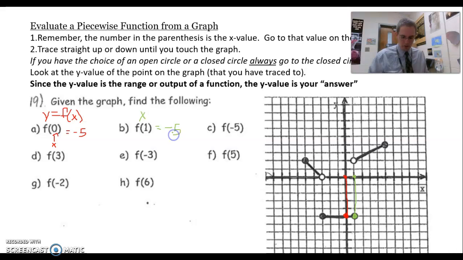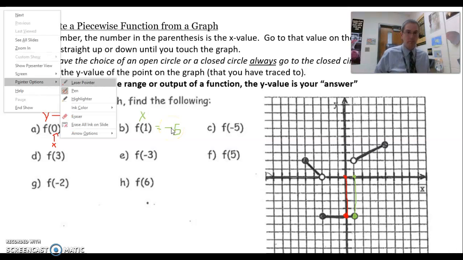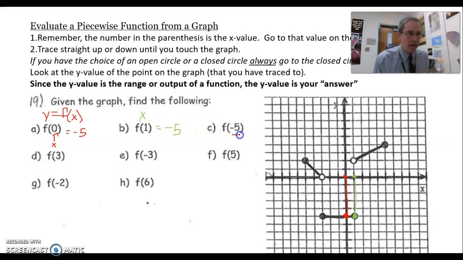We'll go ahead and try the next one. Give me a different color here. Let's see. This one, I have a negative 5. So I'm going to have 1, 2, 3, 4, 5 is my x value here. I clearly need to go up to the graph, and that gives me a y value of 2. So the number in the parenthesis is the x value of this point on the graph. So I'm looking for a point on the graph with an x value of negative 5 and then telling what its y value is.